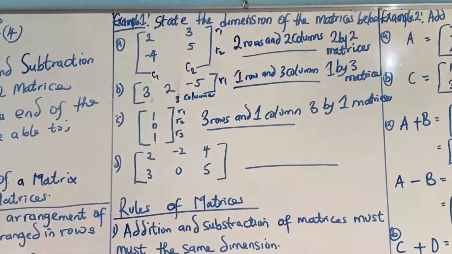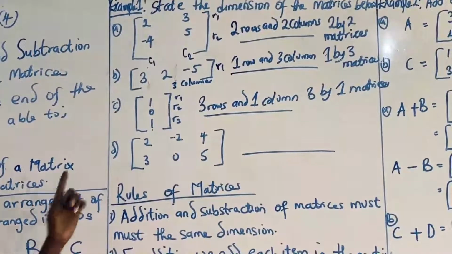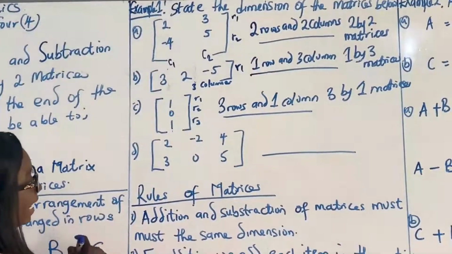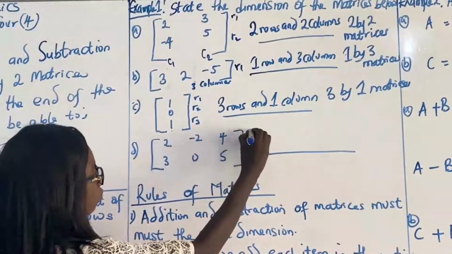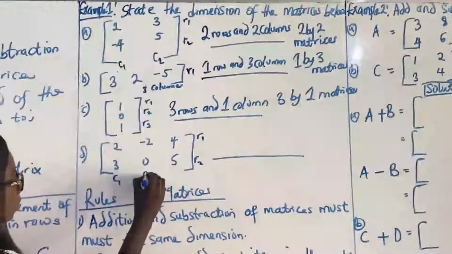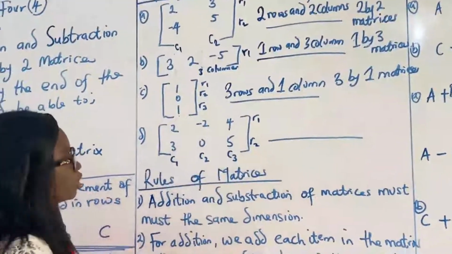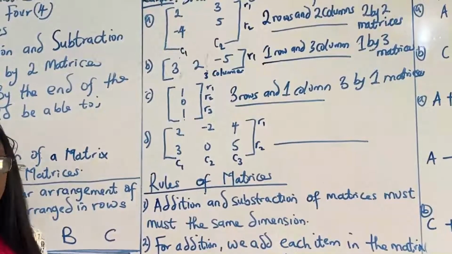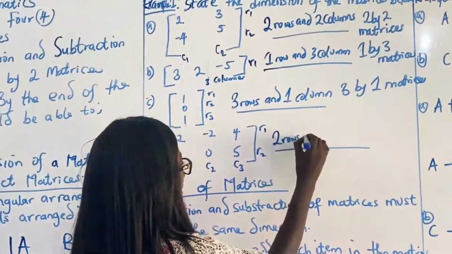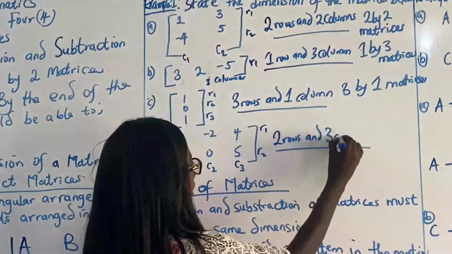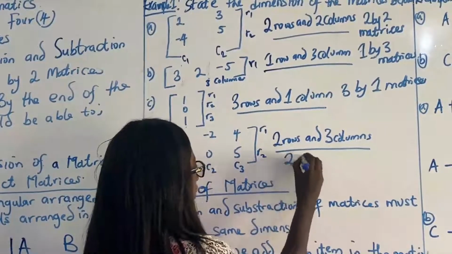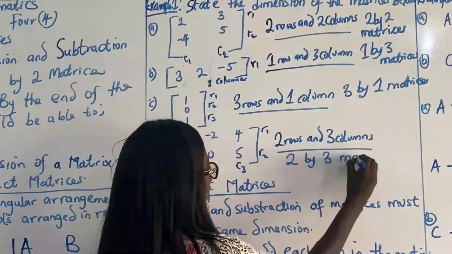Okay, let's see this one. How many rows do we have here? So pause the video and try D to see if you will get the answer. Okay, so here I have how many rows? This is row 1, this is row 2, and I have column 1, column 2, column 3. So meaning I have 2 rows and 3 columns. I will write it 2 by 3 matrix.